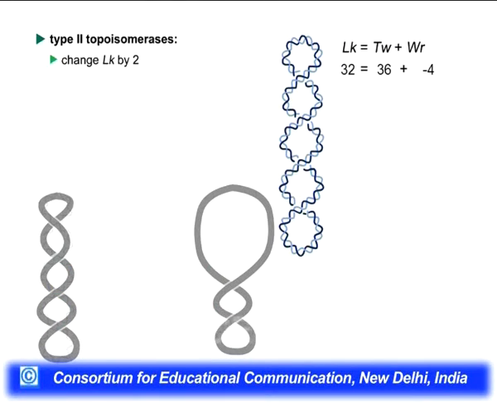If we look at the type 2 topoisomerases, they change the linking number in steps of 2. How do they do that? Another important factor is that type 2 topoisomerases require energy. They require ATP basically to do this. So, if the linking number was 32 to start with for a supercoiled DNA, now it has increased to 34. And how has it done that?